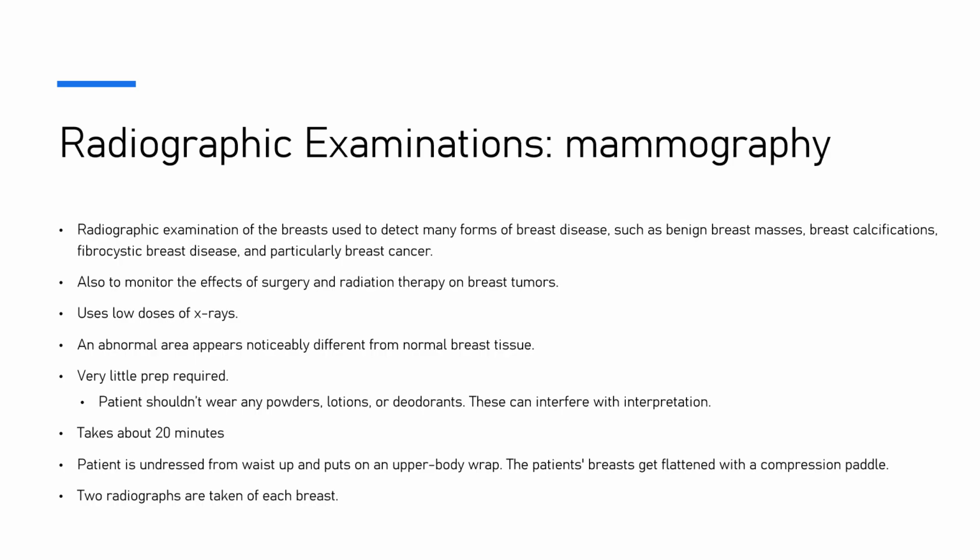The patient is undressed from the waist up, and they're going to put on an upper body wrap. The patient's breasts do get flattened and compressed with a compression paddle.